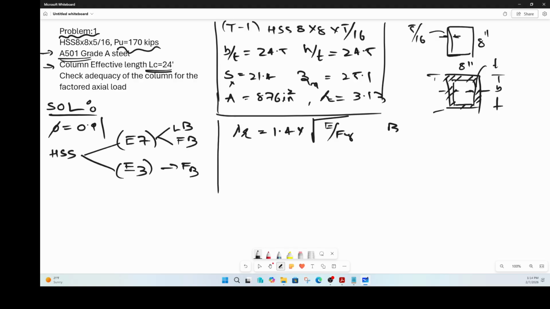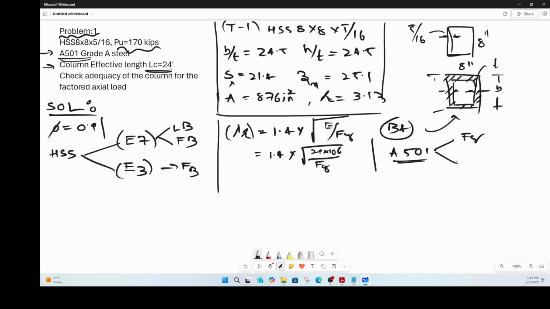Then I think it is in section B4. You get into the compression member, and based on your shape, you have an HSS shape here. You pick up your lambda r, which is the upper limit value. You calculate that: 1.4 times square root of 29 times 10 power 6 by your Fy. So what is my Fy? That is the question, right? We were given that this steel is A501, but what is your Fy? How do you get it? What is your Fu? Where do you get that information from?